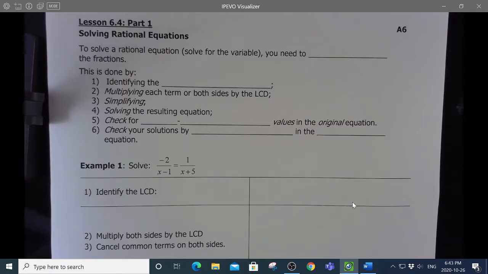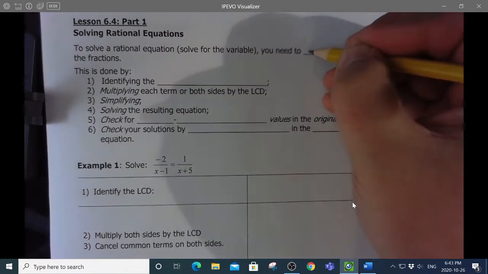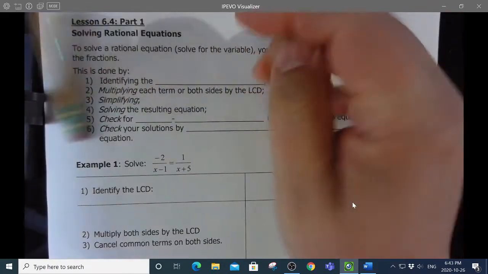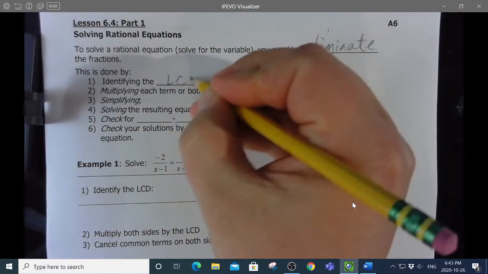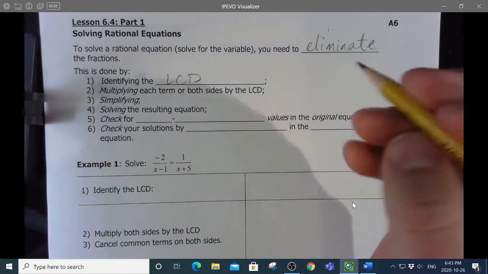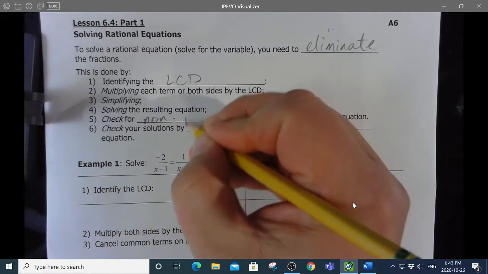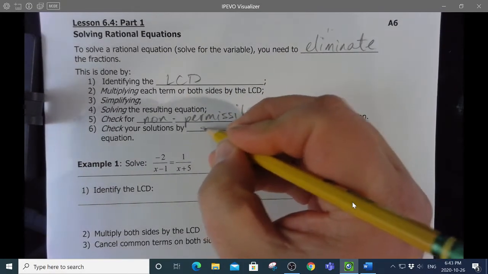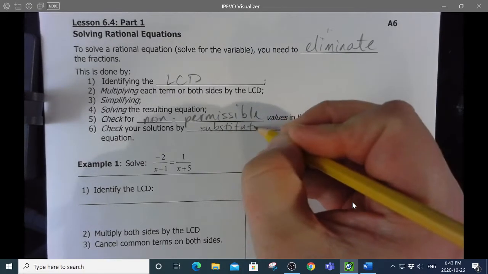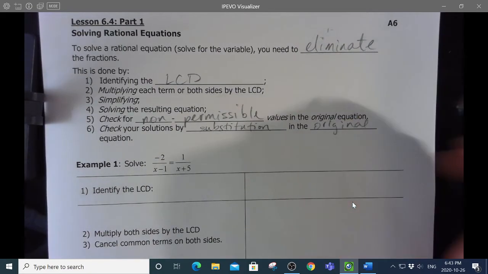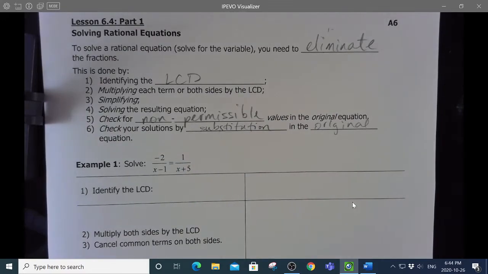To solve a rational equation, that means solve for the variable, you need to eliminate the variable. This is done by identifying the lowest common denominator, multiplying both sides by the lowest common denominator, simplifying, solving the resulting equation, checking for non-permissible values, and checking your solutions by substitution in the original equation.